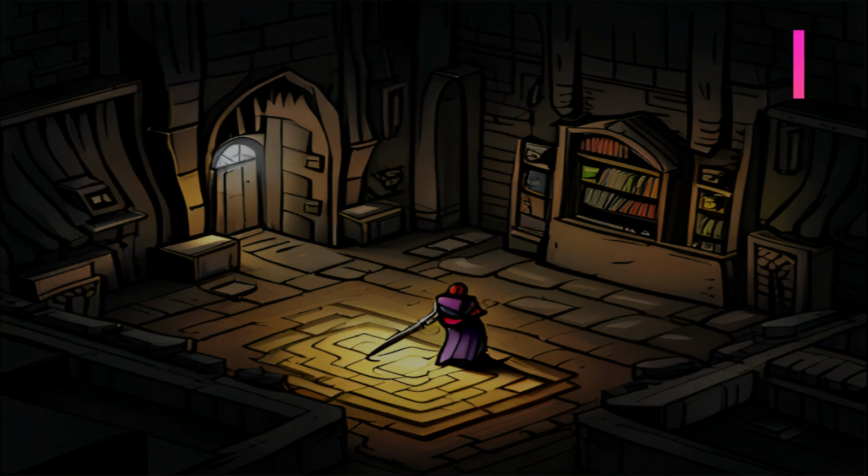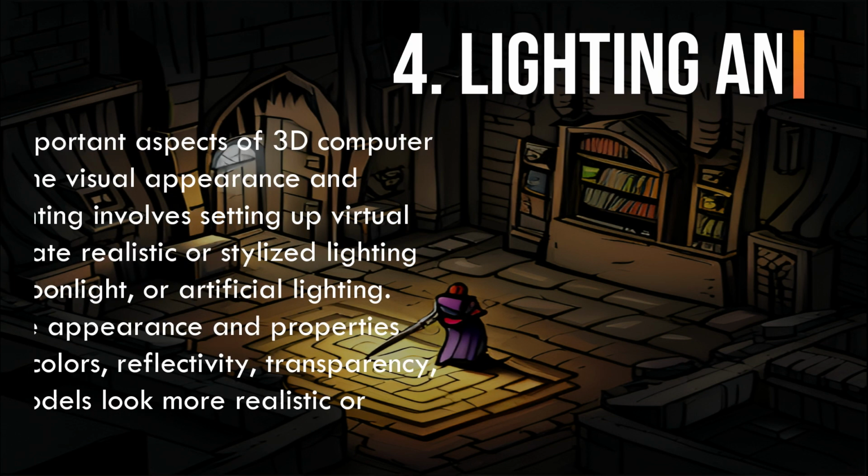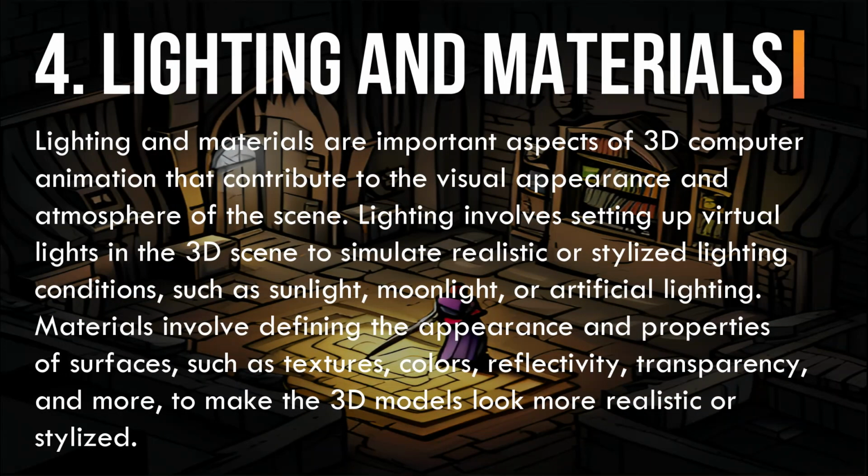4. Lighting and materials. Lighting and materials are important aspects of 3D computer animation that contribute to the visual appearance and atmosphere of the scene. Lighting involves setting up virtual lights in the 3D scene to simulate realistic or stylized lighting conditions, such as sunlight, moonlight, or artificial lighting. Materials involve defining the appearance and properties of surfaces, such as textures, colors, reflectivity, transparency, and more, to make the 3D models look more realistic or stylized.